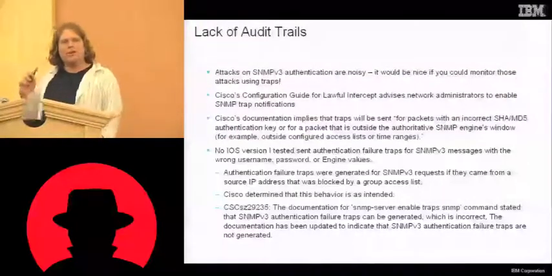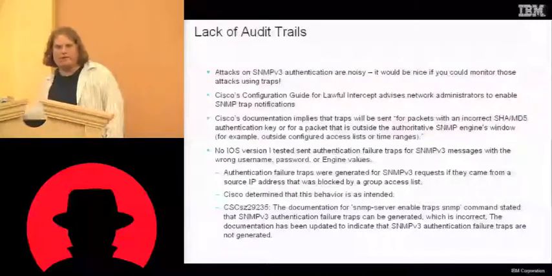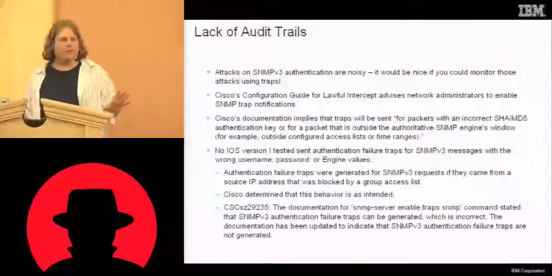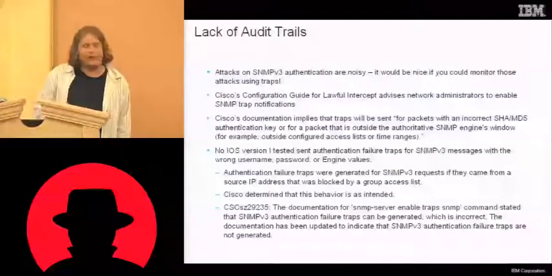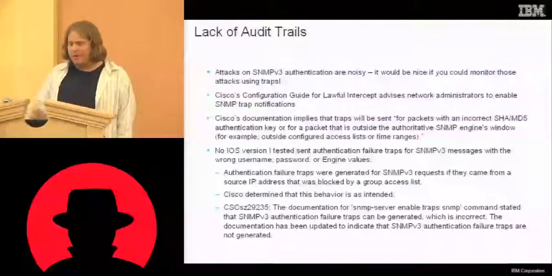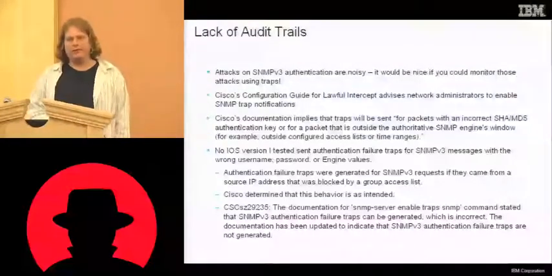And so they actually have this bulletin in CCO, which you can look up, which explains that the documentation seems to imply that we will generate traps when there's an authentication failure, but in fact we do not, and it's supposed to be that way. So you can try bad usernames and passwords all day long, and no one will probably notice.